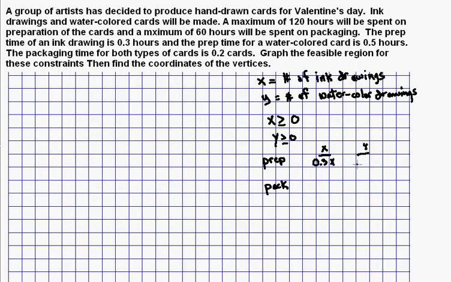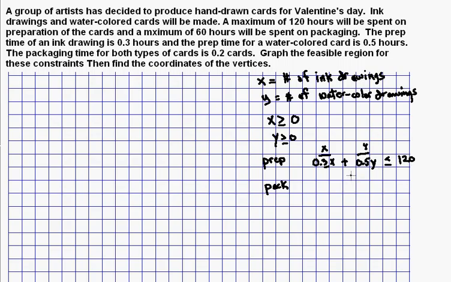And for the prep time for a watercolor card is 0.5 hours. So that's going to be 0.5y. That represents the total amount of time. Think about this. If I had 2 watercolors, it's going to be an hour. If I have 4, it's going to be 2 hours. You multiply the number of drawings times the amount of time per drawing, which in this case is half an hour. This is 0.3 hours. So together, if I add those together, the total amount of time can be a maximum of 120 hours. It can be less than that. So these two times are going to have to be less than or equal to 120.